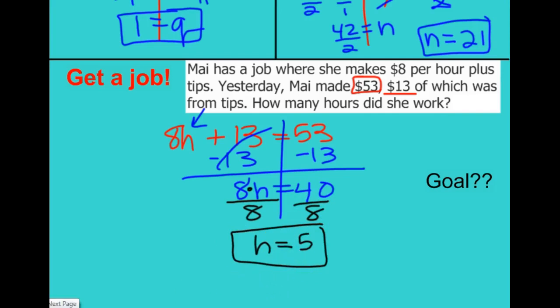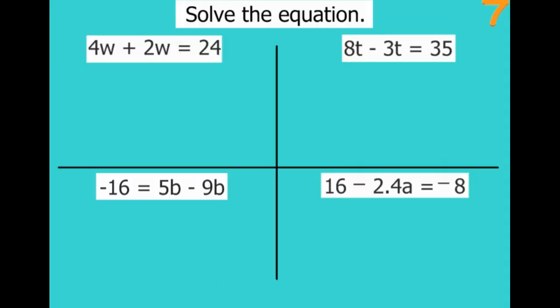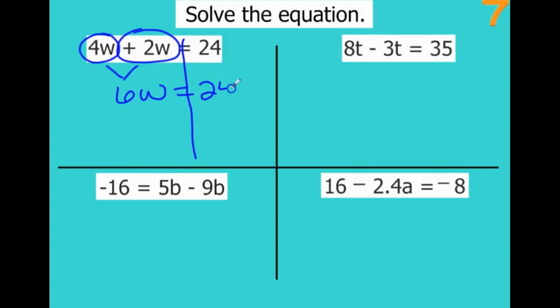Alright, let's move on. A couple more. These ones are also two-step equations, but notice there's more than one letter. So if we have more than one letter, we need to combine our like terms first. 4W plus 2 more W, like whales, 4 whales plus 2 whales gives us 6 whales. And then all we have is multiply, the opposite is divide. So we have W equals, and 24 divided by 6 is 4.